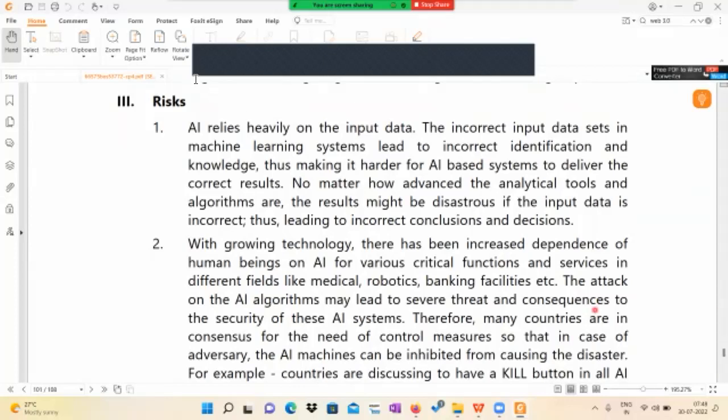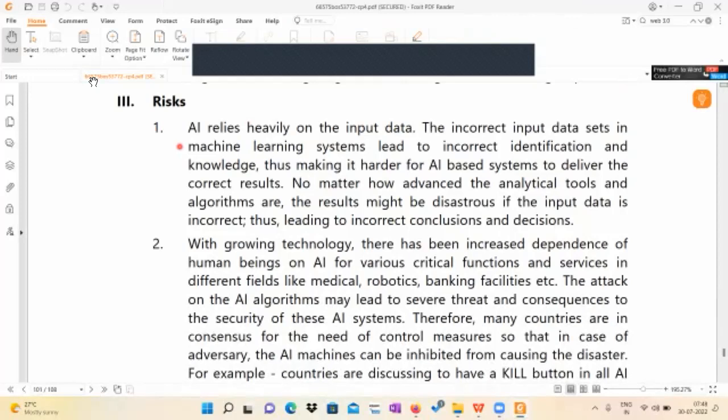So now let us see the risks. What are the risks of artificial intelligence? Simple. We know that a computer works based upon the data provided by the user. If the data provided by the user is wrong, the computer takes the input, processes it, and provides the output. This artificial intelligence software works based upon the input data provided by the user.